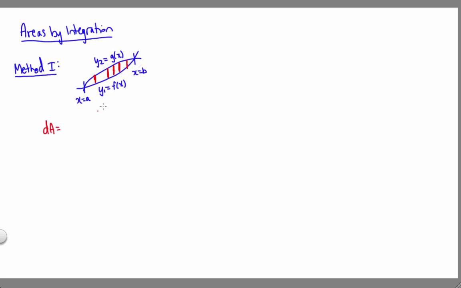dA represents the area of one of these vertical slices. Now each of these vertical slices is a rectangle, so its area is going to be height times base. The height will be y2 minus y1, and the base is going to be infinitely thin here, so we're going to use dx to represent the base, and that represents just an infinitesimal change in the x direction.